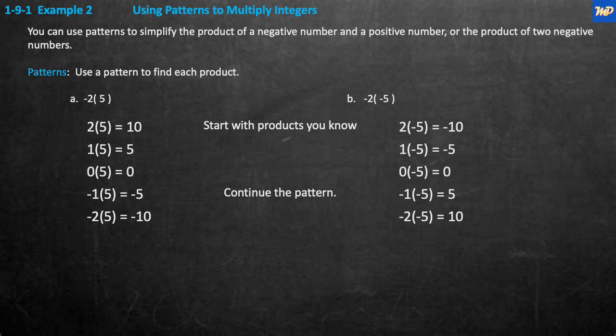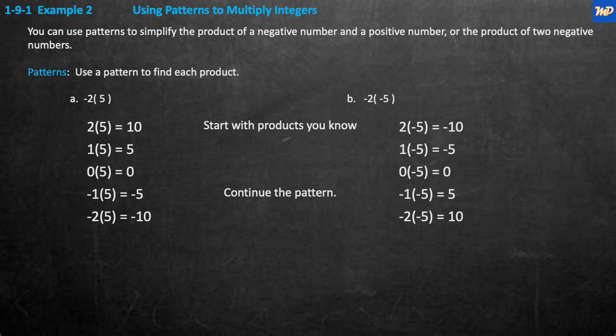Example 2, using patterns to multiply integers. You can use a pattern or patterns to simplify the product of a negative number and a positive number, or the product of 2 negative numbers. Let's use a pattern to find each product. So we're starting out with A here, and A says negative 2 times 5. What they want us to do is start off without the negative, just in case you don't know how to use the negative sign in this product. So we're going to start off with 2 times 5.